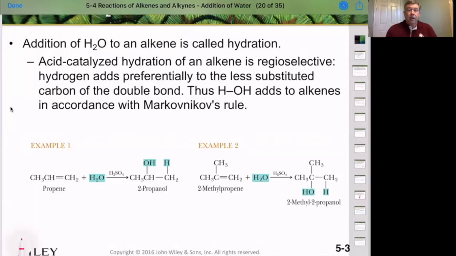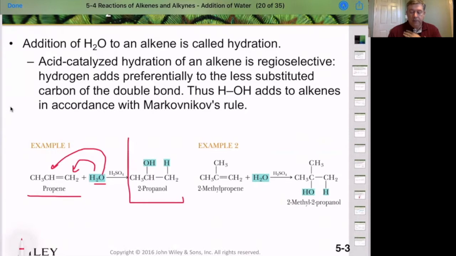Okay, so when we have acid-catalyzed hydrations of an alkene, we start with the idea that we have a protonated water that is going to be added across that double bond. So in the case of something simple like propene, again, using Markovnikov's rule, we're going to add our hydrogen to the terminal carbon, and our OH is going to end up on our internal carbon, giving this 2-propanol as our primary product.